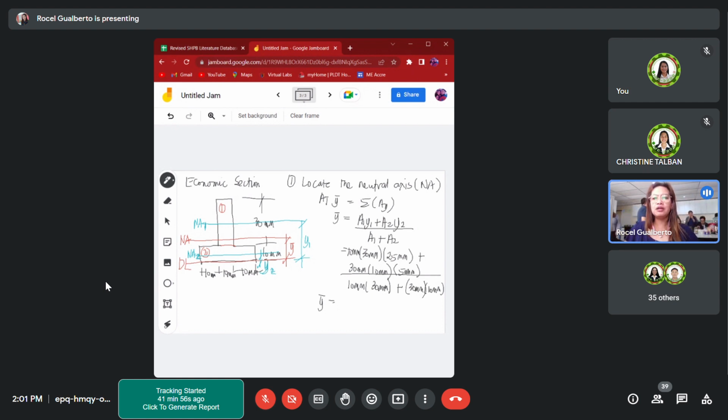Here, sa taas po, ano po yung unit natin? We have mm raised to the third. Sa baba po is mm squared. So, you cancel out mm squared, you are left with y bar in mm. So, kindly compute po. Have your calculators with you and compute for the value of y bar. Ano pong sabi natin kanina? Yung NA po natin, mas mababa sa kalahati. Let us see po if mas mababa nga ba siya sa kalahati.